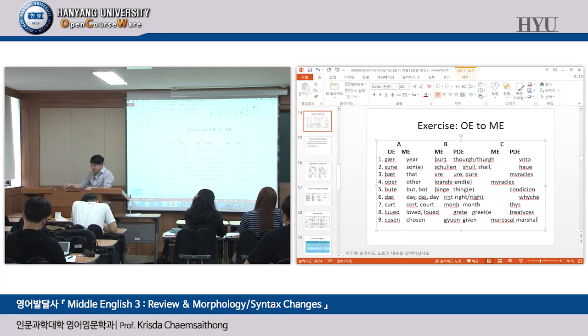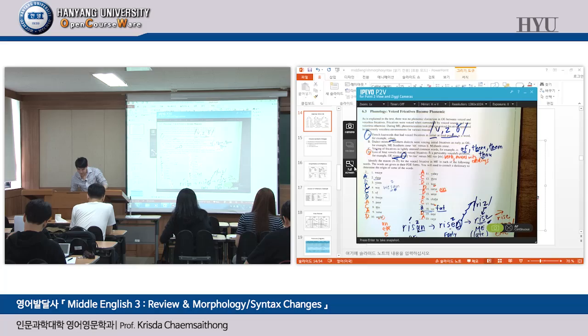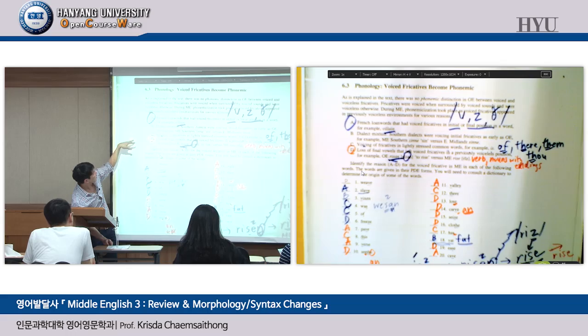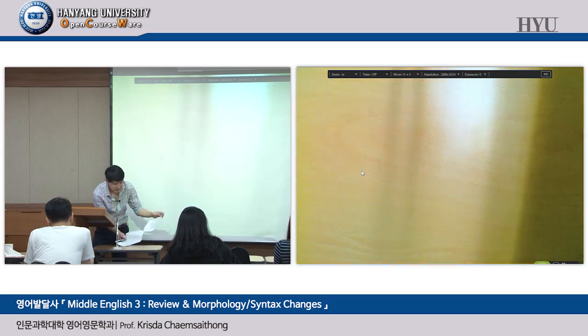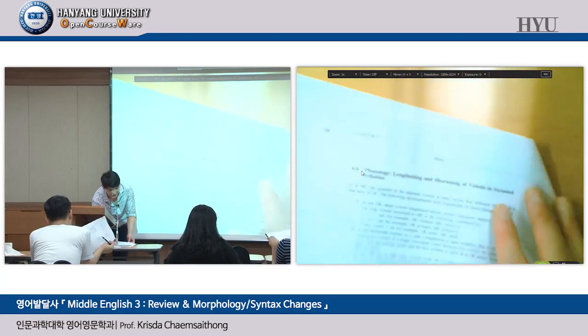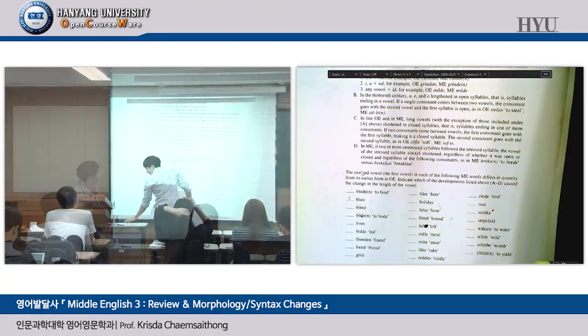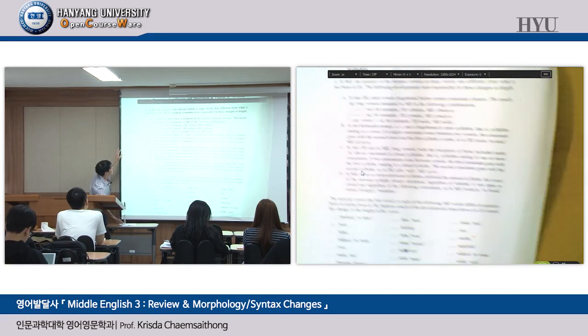So before we move on to syntax today, let's go over the handout from last time that we didn't finish. So this is the one from last time, right? That we did on the first page. Voiced fricatives became phonemic, right? We talked about that. So there's the second page and the third page also. So the second page, vowel lengthening and shortening of vowels, right? You guys know the conditions under which vowels get lengthened and also shortened, right?